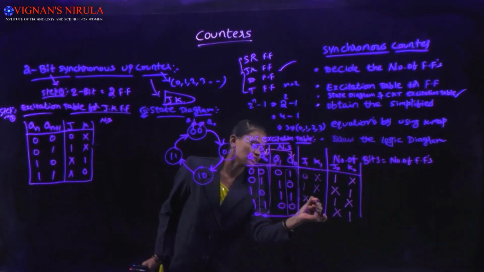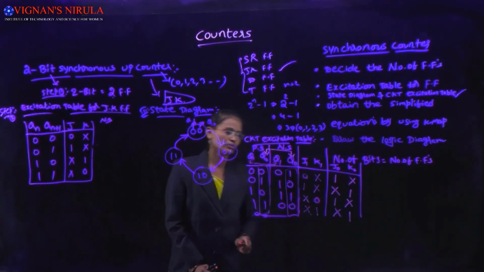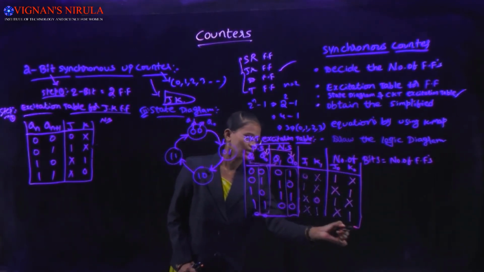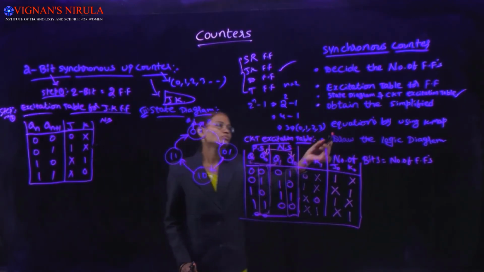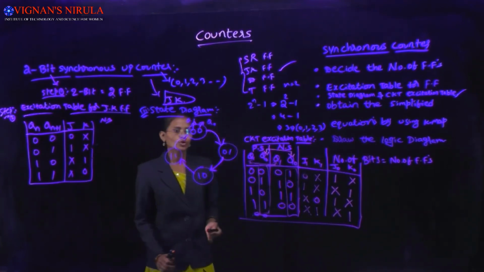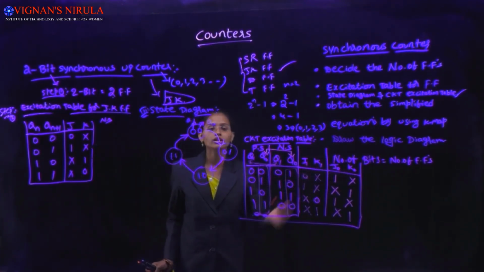Okay, this is the excitation table for the circuit. Okay, and what is the fourth step? Obtain the simplified equation by using K-map. Okay, so we draw the J1 K1 K-maps and J0 K0 K-maps.